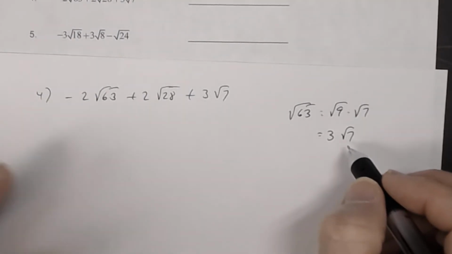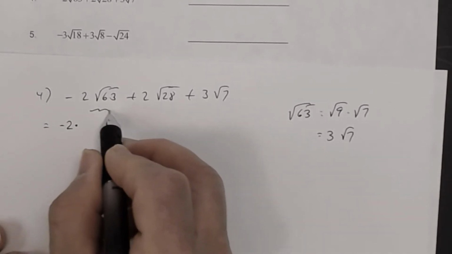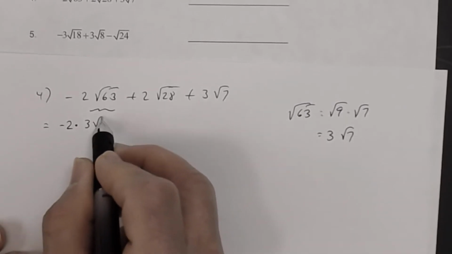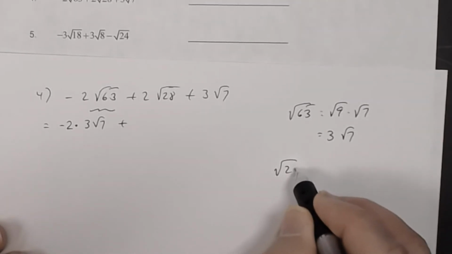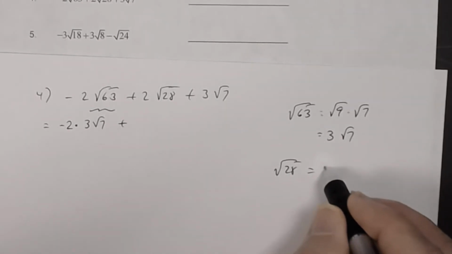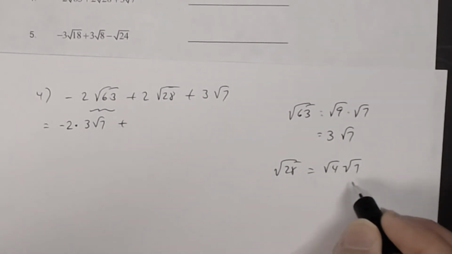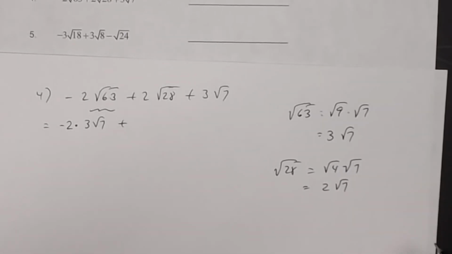So now this becomes negative 2 times the square root of 63, which is this, okay? Plus, now let's look at the square root of 28. That's an easy one. What's the largest perfect square that goes into 28? 4. So we have the square root of 4 times the square root of 7. The square root of 4 is 2. So I get 2 square root of 7.